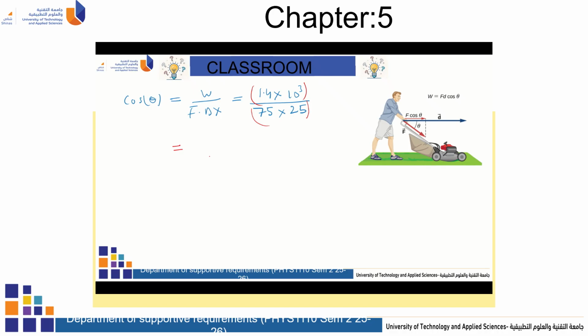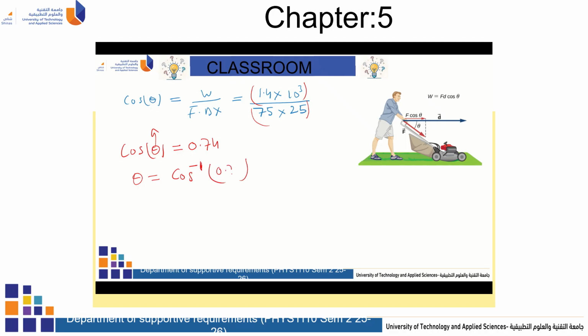Here this will be 0.74. And this is the value of cosine theta, not theta. The question is asking what is the value of theta. So how to find the value of theta? I will change the side of this cosine. I will keep theta here, and cosine will go to the other side with the inverse. When it changes the side, it comes with the inverse.